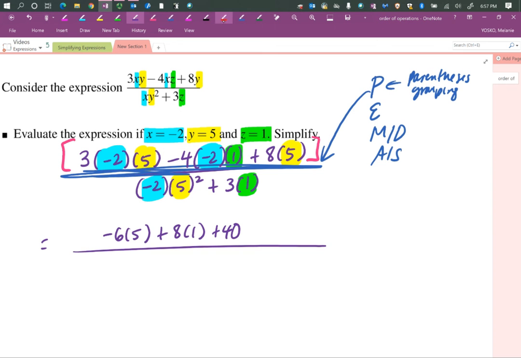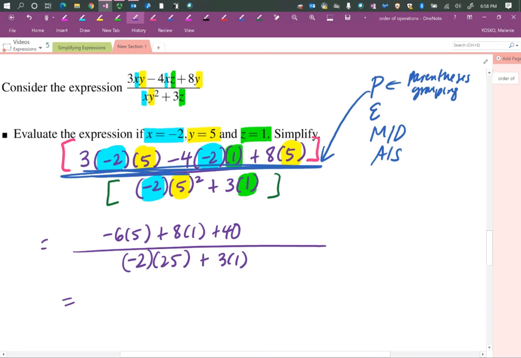Let's do exactly the same thing now with the denominator. Okay, now with the denominator, we have to be careful. If we look, this grouping, the whole denominator together, there is an exponent. We have to do the exponent first. So we don't do anything with this -2. We're just going to rewrite it. This is -2. And then 5 squared is 25 plus 3 times 1.